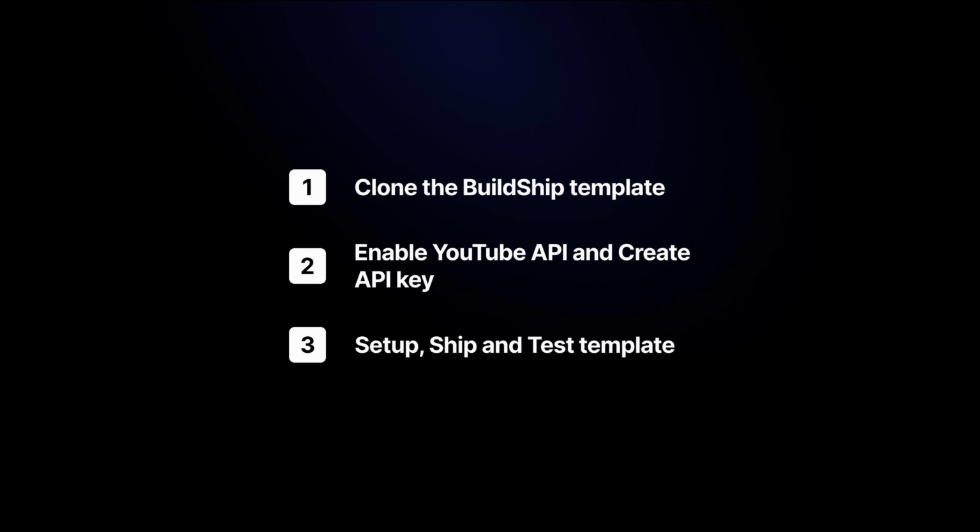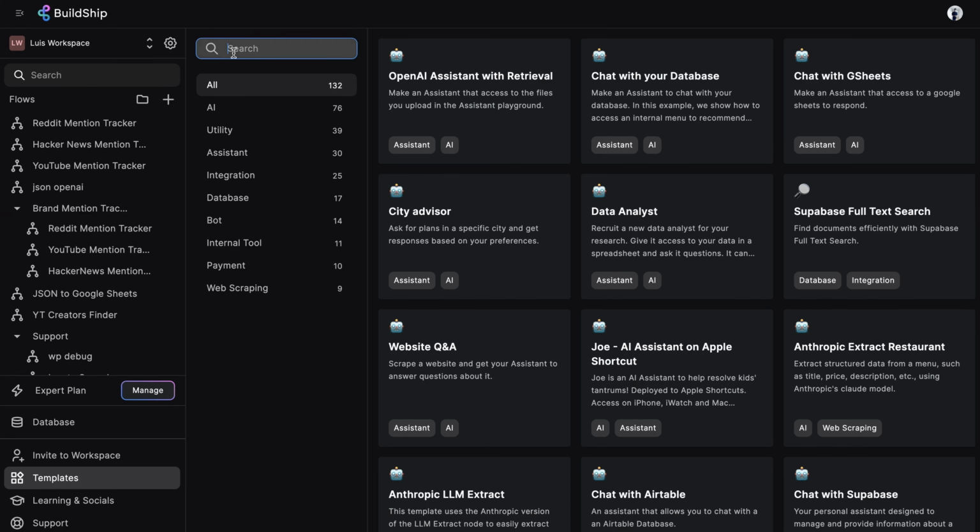Here's our agenda for the remainder of this video. First, we'll clone the YouTube Creators Finder template in BuildShip. Then we'll enable the YouTube Data API and create an API key in a Google Console project. And then finally, we'll set up and test the template. Let's get started. In the BuildShip templates library, we'll search for YouTube.